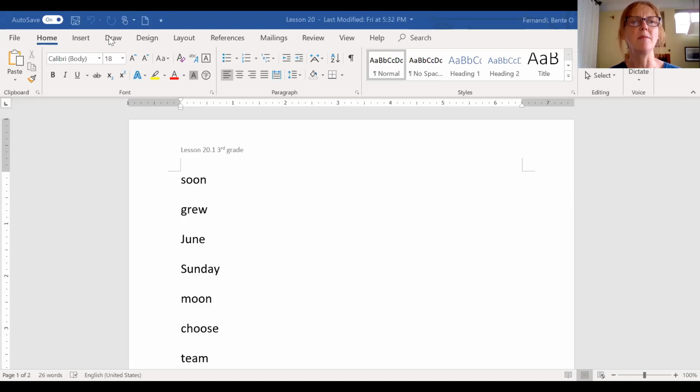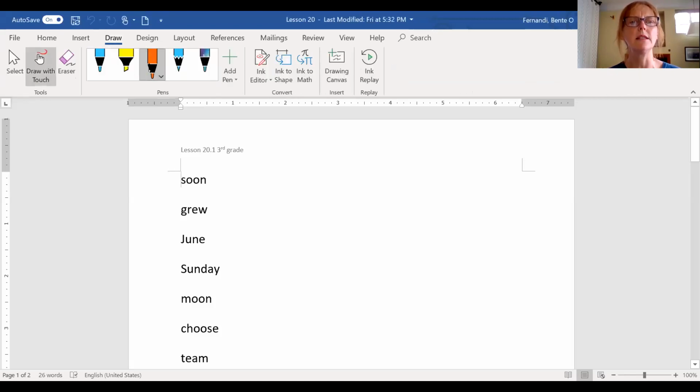Oh, I haven't gotten out my little drawing pencil. What color shall we use this week? Let's use this one. OO is the double O sound, double O spelling of OO. Grew, the bird grew strong and flew away. June, OO is the U, consonant, E.